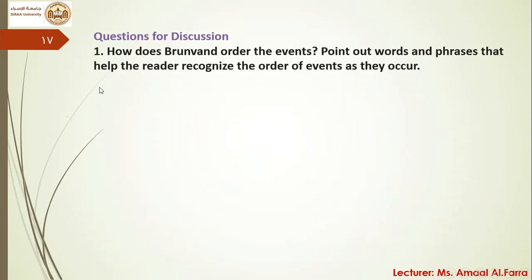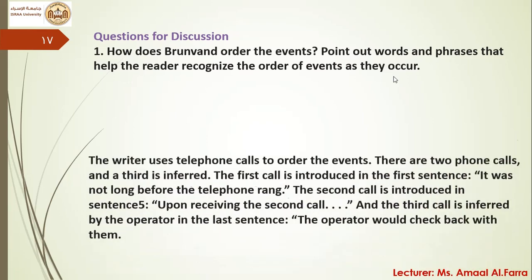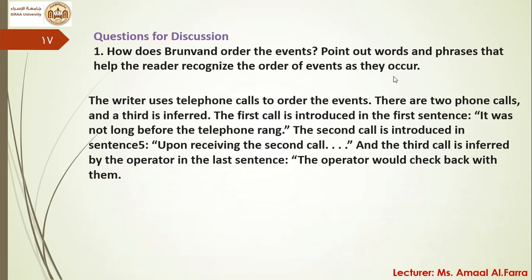Okay, let's see this question. How does the writer, the author, order the events? How are the events ordered? Point out words and phrases that help the reader recognize the order of events as they occur. If you read it again at home and analyze it again, you will see that the writer uses telephone calls to order the events. The focus is on the telephone calls.